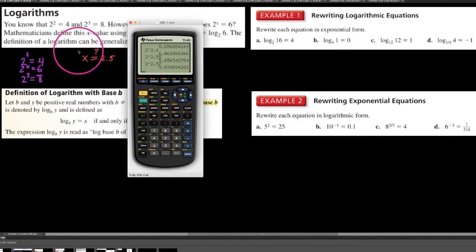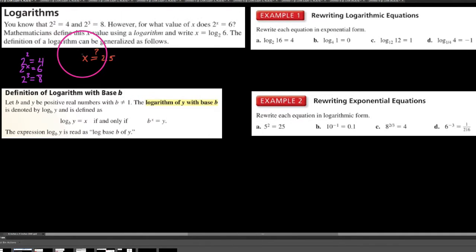And so when we talk about what a logarithm is, we say that we define this exponent right here using a logarithm. Mathematicians in general define this x value using a logarithm and write it as this. We say x equals log base 2 of 6.